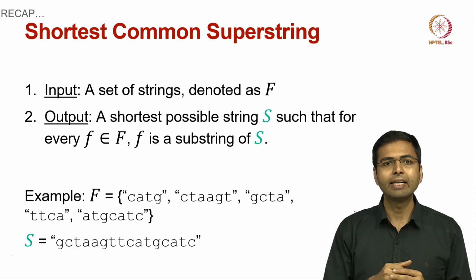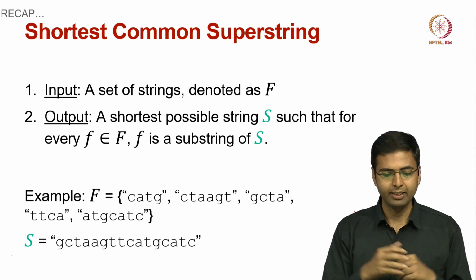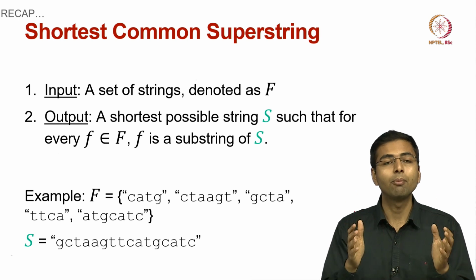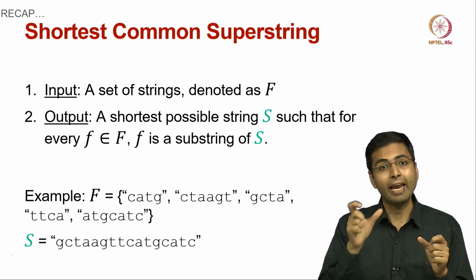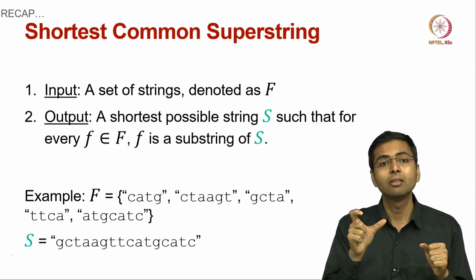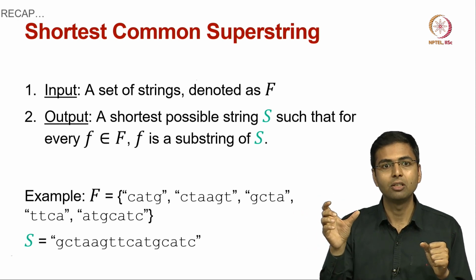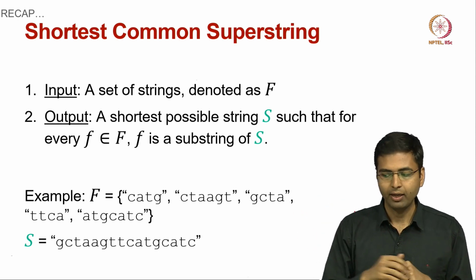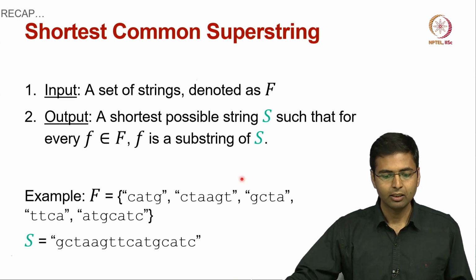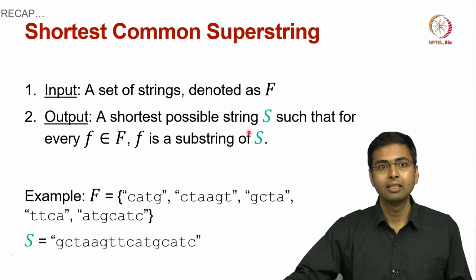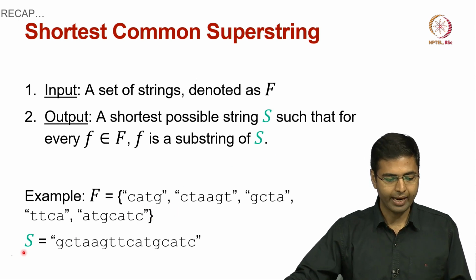and as output we said that we will follow the principle of parsimony, that is, we will look for the shortest possible string such that every string is a substring of that superstring. So in other words, we are looking for the shortest possible string S such that every input string F is a substring of S. We considered this example below, and for this example S is the shortest common superstring.